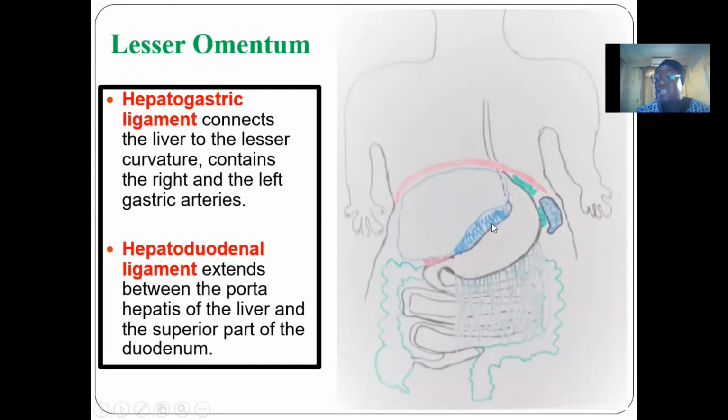The hepatogastric ligament, from the name, all we need to do is to break it down. The hepatic and gastric, it means it connects the liver with the stomach. This is the hepatogastric ligament.